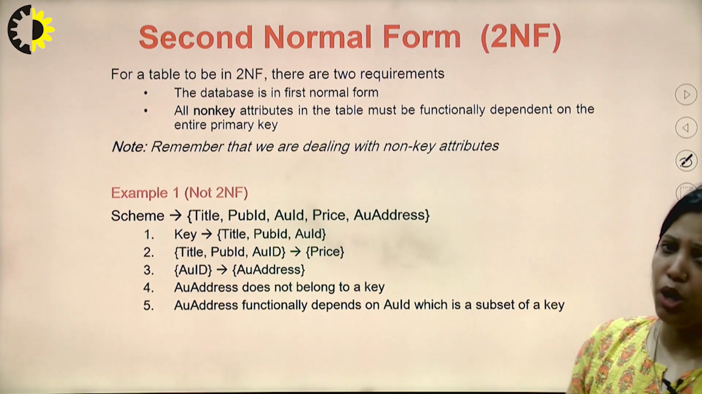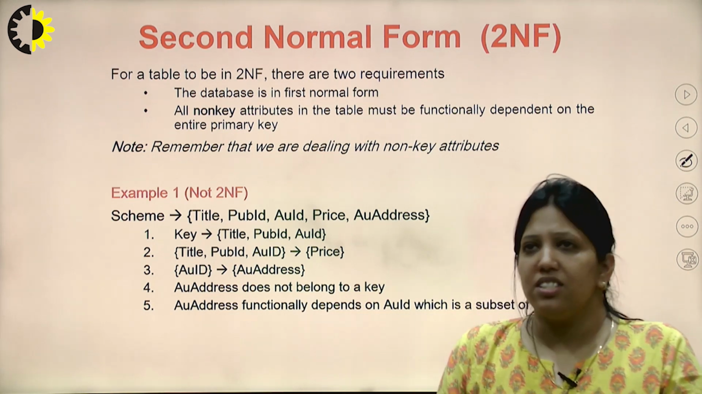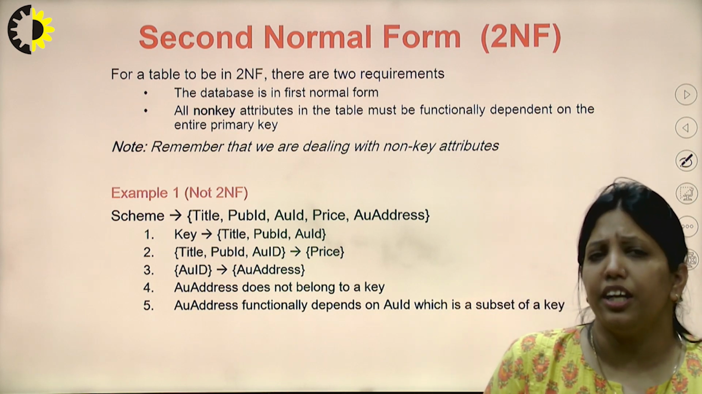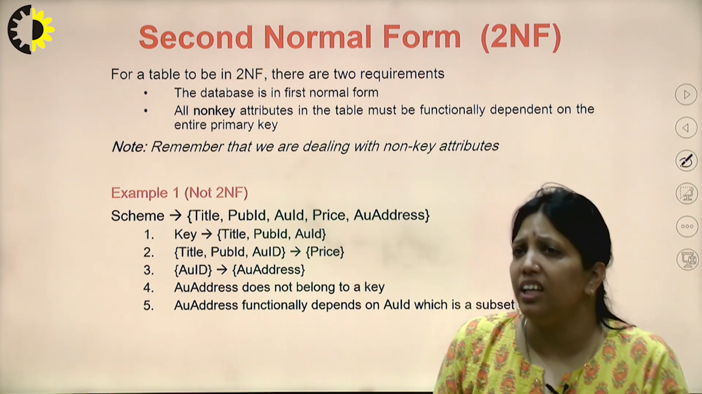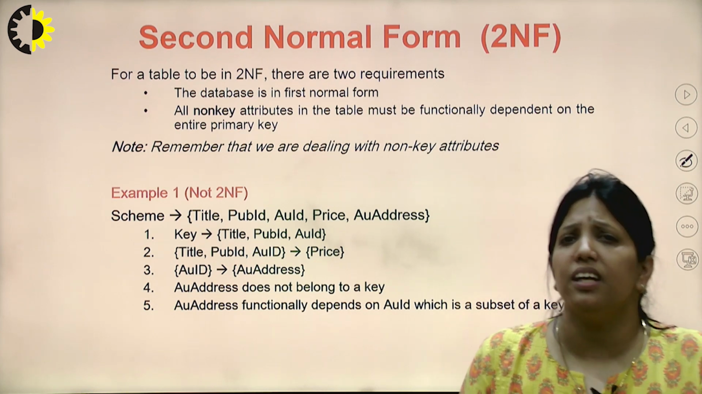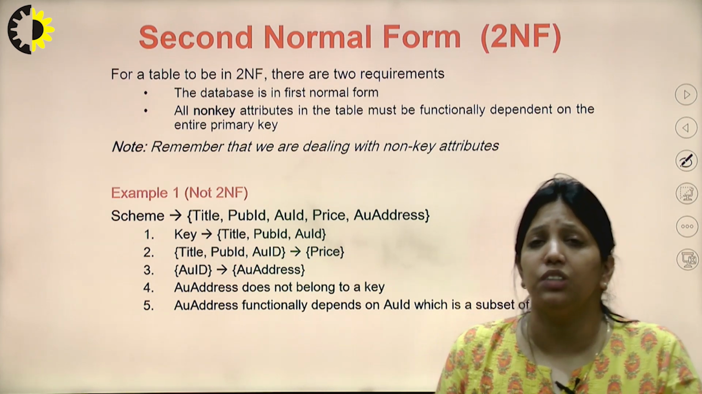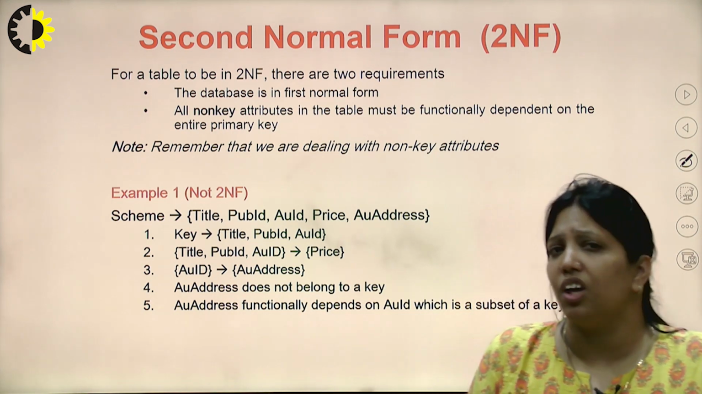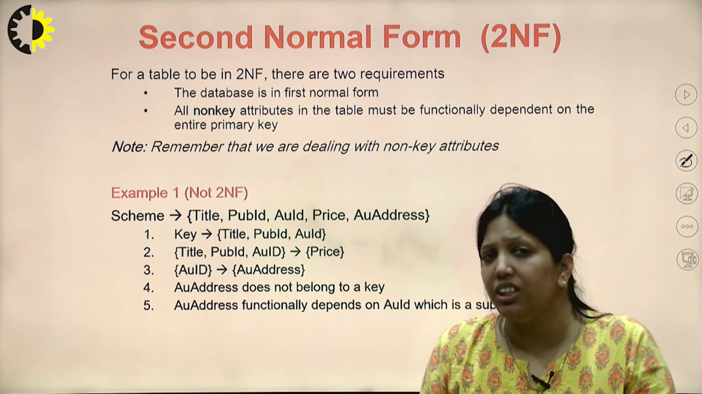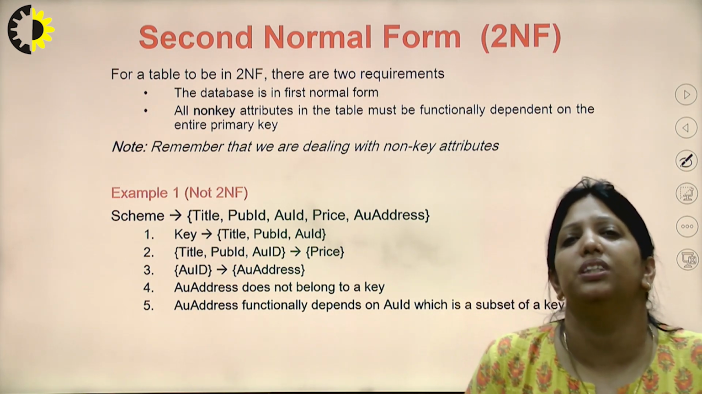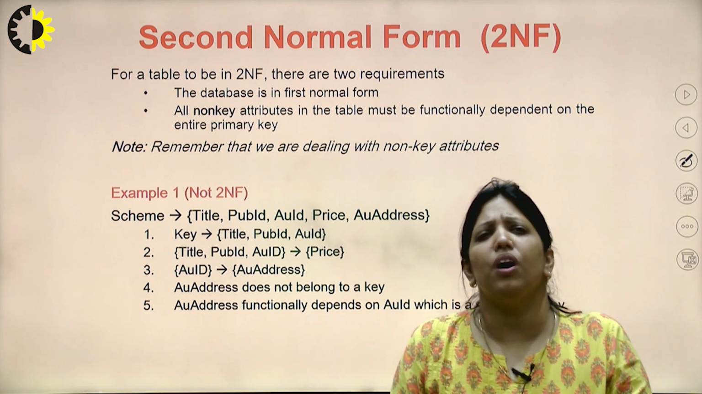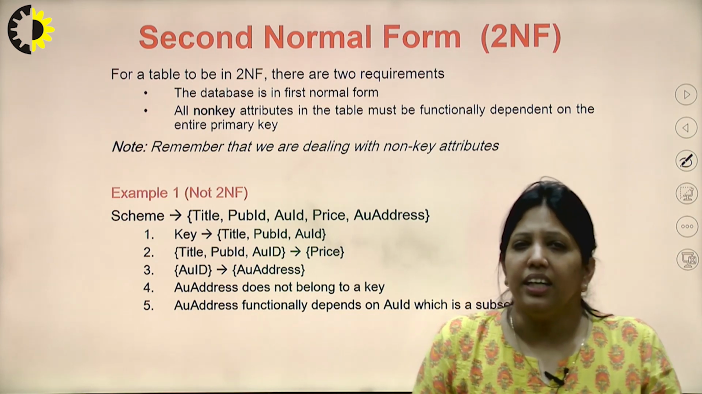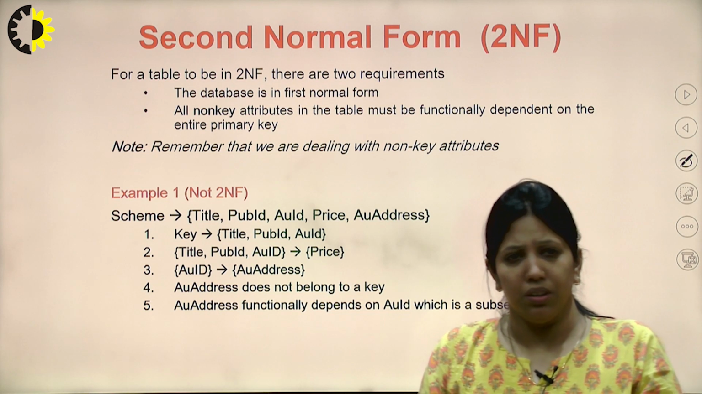Then we come to the second normal form, which is based on functional dependencies, and we already know that for a relation to be in second normal form, first that relation has to be in the first normal form. So before checking any relation for second normal form, we first check whether that relation is already in the first normal form or not. If it is not, then we first convert it into the first normal form, then we come to the second normal form. So for a table to be in second normal form, there are 2 requirements. First, the database is in the first normal form.